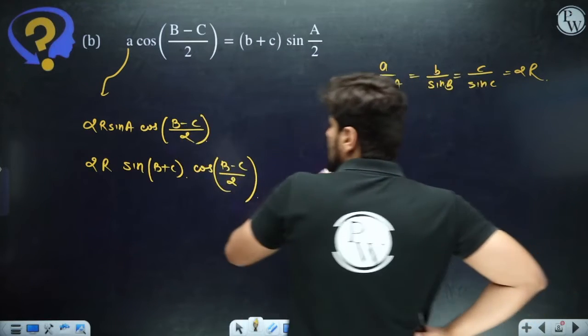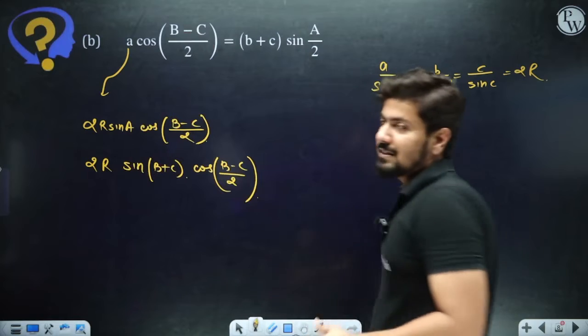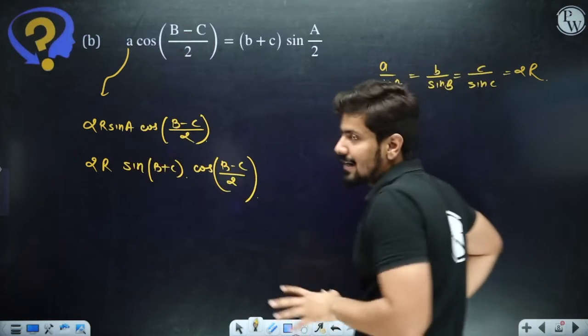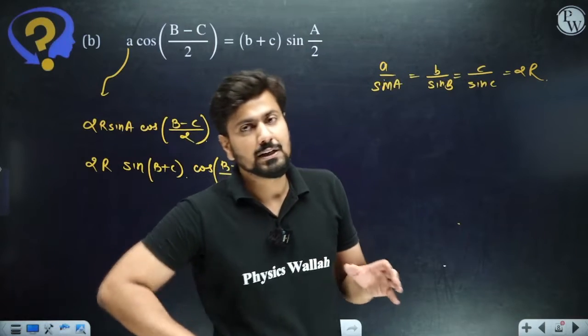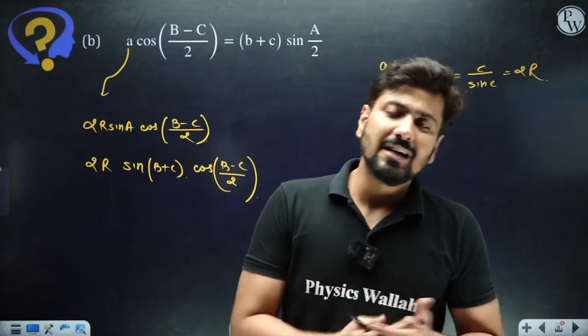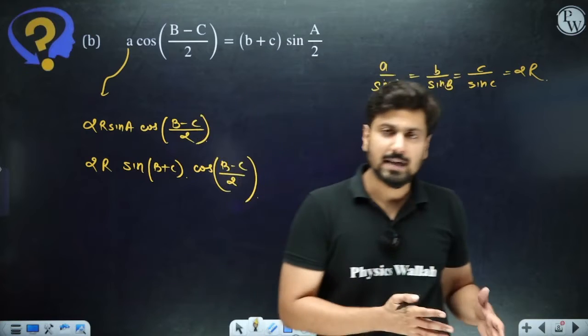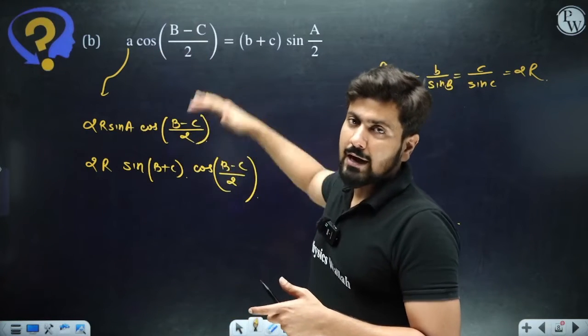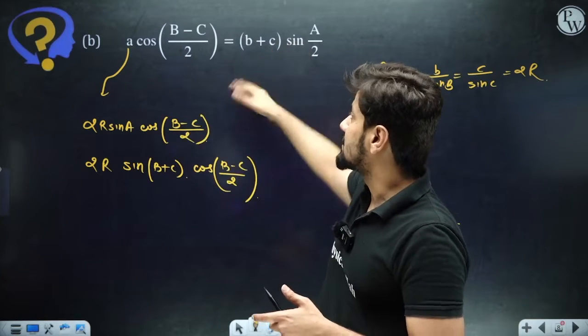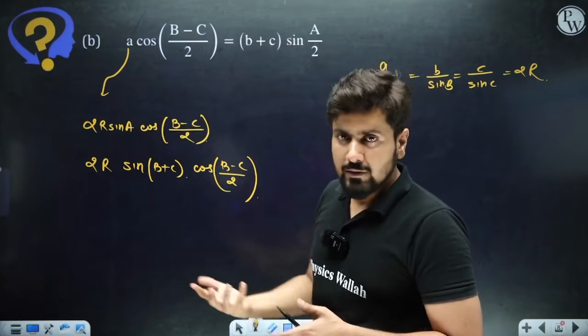So going from simply the left hand side or simply the right hand side is going to get difficult in this question, because there will be lots of manipulation that we need to do. And this type of question has been asked in previous years a lot of times, that A cos (B minus C) by 2 is equal to what, and 4 options are given. One of the options is this. So how do we go forward in this question?